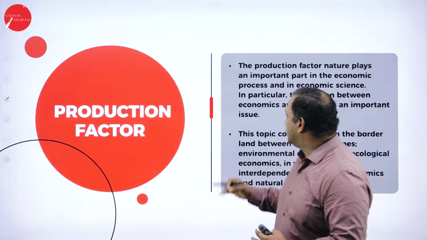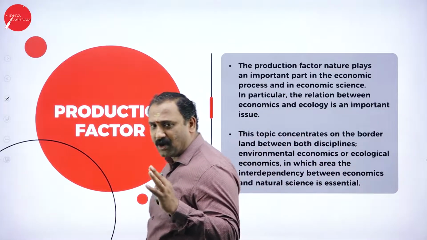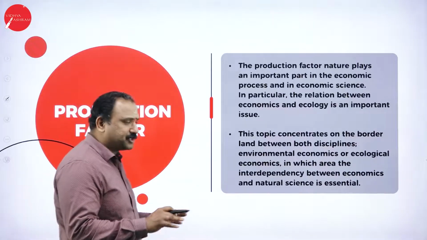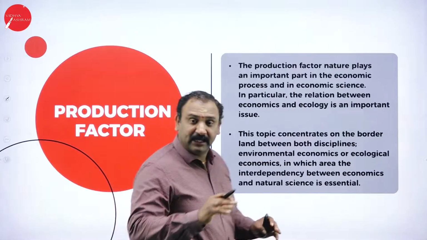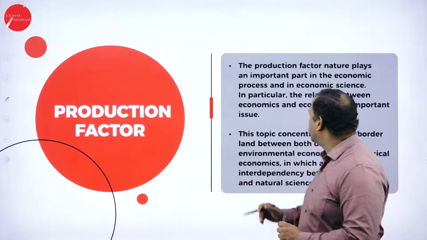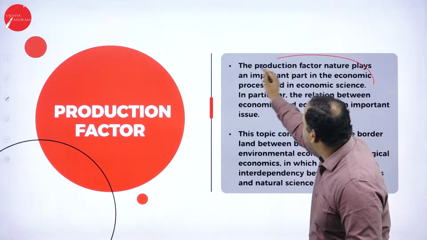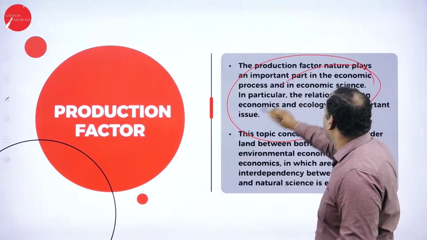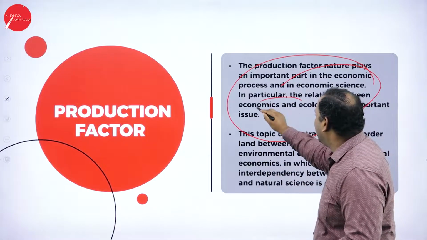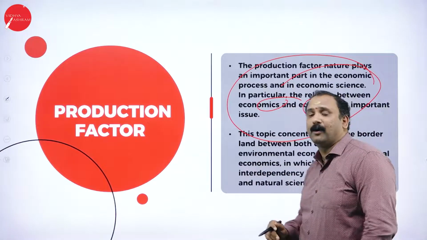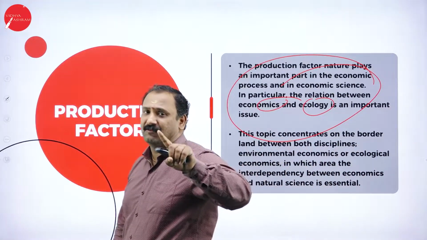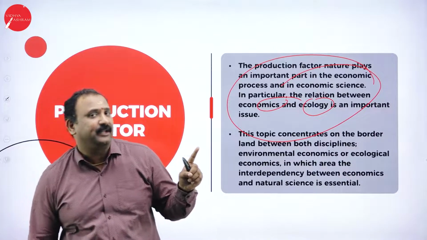Now, the next thing is the production factor. The most interesting topic in economics is definitely production, because all of us know that production is all about price and quantity, and that's what we have been studying in economics altogether. But here, for a change, we're going to study the production factor. Nature plays an important part in the economic process and in economic science. Why we say this is that the relation between economics and ecology is an important issue. The fight is always between economics and environment. Please understand that factor very clearly.